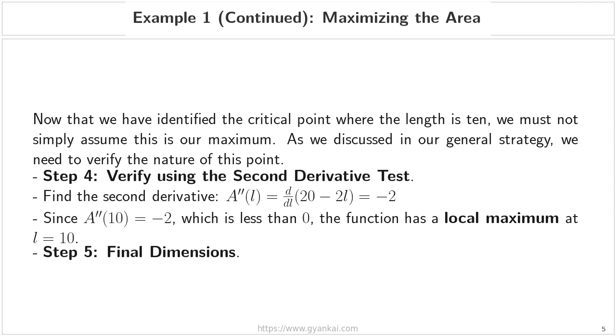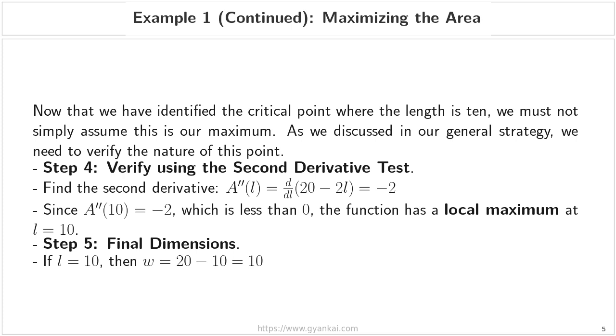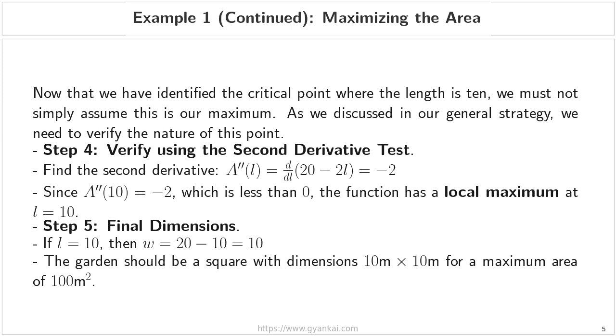Now that we have verified the maximum, we proceed to step 5 to determine the final dimensions of the garden. If the length is 10 meters, we can refer back to our constraint equation from the previous slide, where width equals 20 minus length. Substituting 10 for the length, we get 20 minus 10, which means the width is also 10 meters. Consequently, the garden should be a square with dimensions 10 meters by 10 meters to achieve the maximum area, which calculates to 100 square meters.